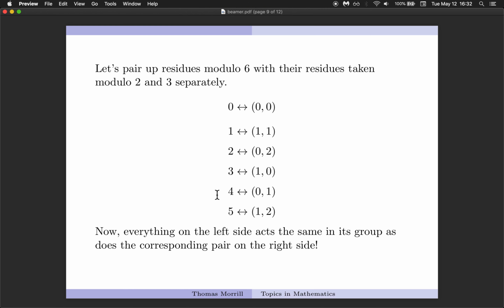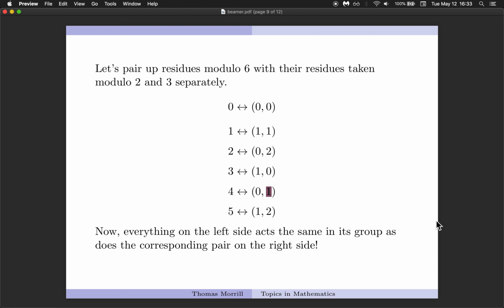So if I'm adding residues together on the left-hand side and comparing that to adding the pairs on the right-hand side, I'll get the same answers every single time, right? What is 1 plus 3 mod 6? You get 4. What is the pair (1,1) plus the pair (1,0)? Well, 1 plus 1 gets you 0 in the first coordinate. 1 plus 0 gets you 1 in the second coordinate. So my idea of addition works the same way on both sides of my diagram here.